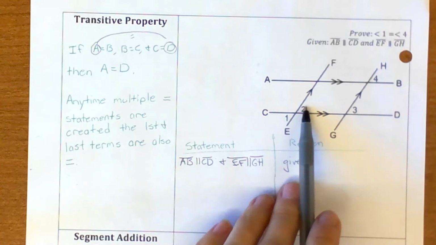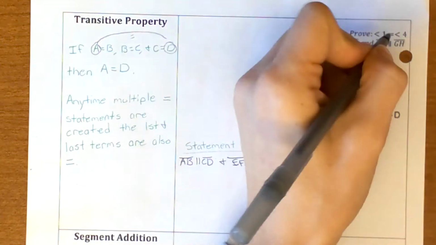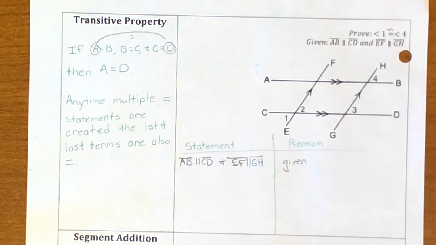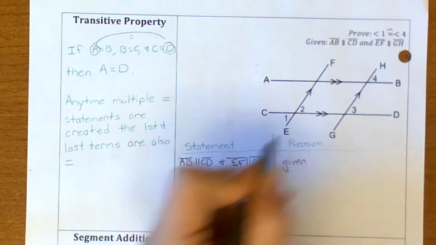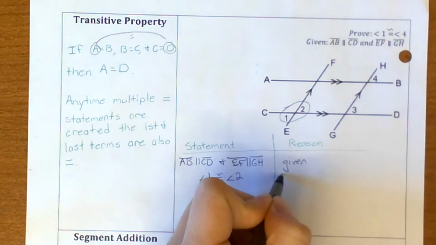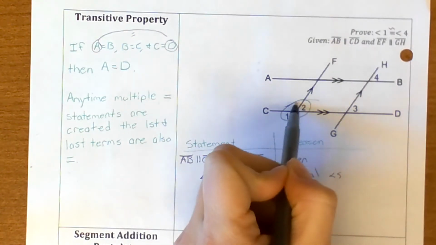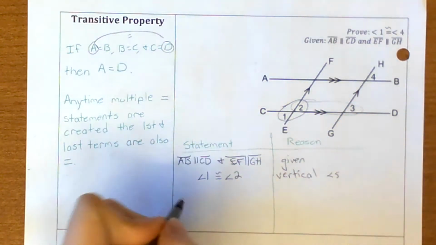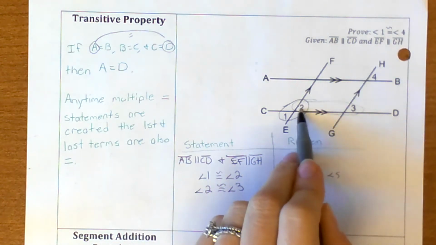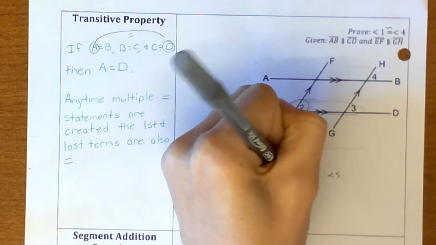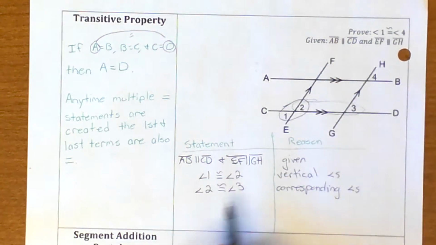So what I'm going to do is try and chain these things together. I'm trying to go from angle 1 to angle 4 to prove that those are congruent. So the first thing I'm going to do is go from 1 to 2. I know angle 1 is congruent to angle 2 because these are vertical angles. Okay, then I'm going to go from 2 to 3. I know angle 2 is congruent to angle 3. These two angles are called corresponding. Okay, so the 2 and 3 are corresponding angles.